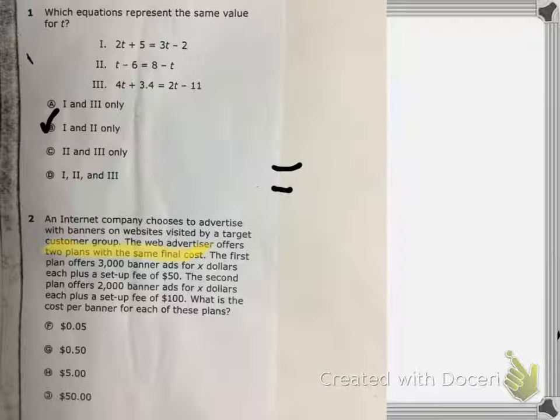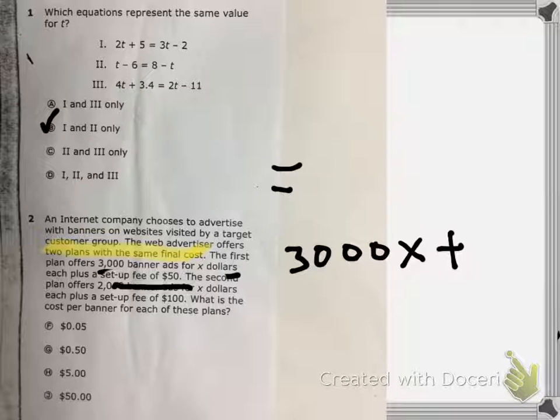Next, it says the first plan offers 3,000 banners for X dollars each. So that would be 3,000. When they say each, that means multiply. So 3,000x, and then it says plus a setup fee. And when I see setup fee, I know a setup fee is, as we talked about earlier in the year, plus something additional. So that's $50. All right, so this is for the first plan.